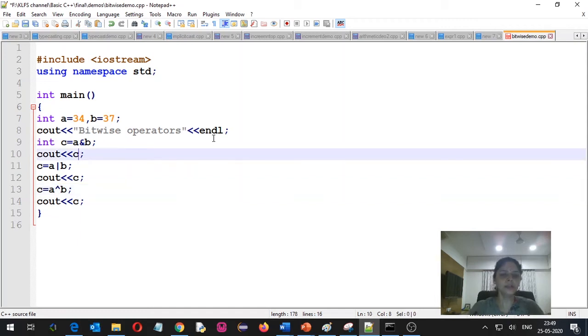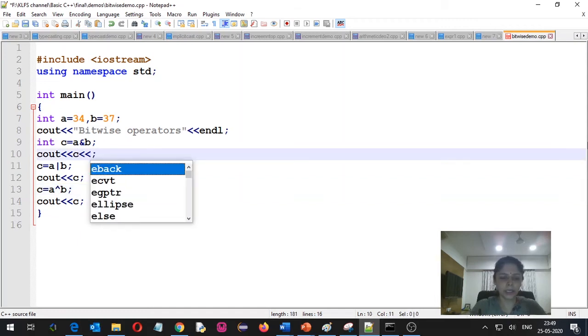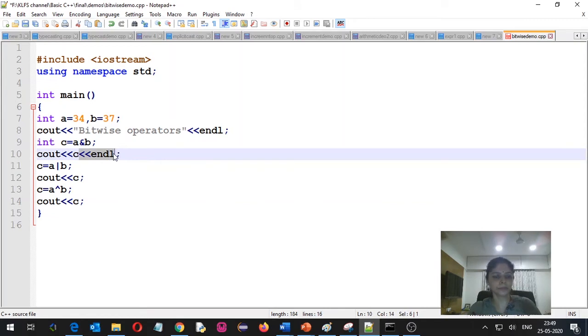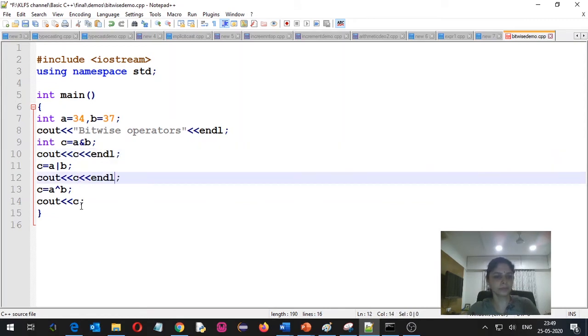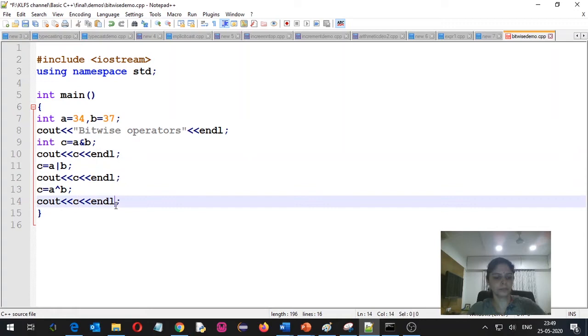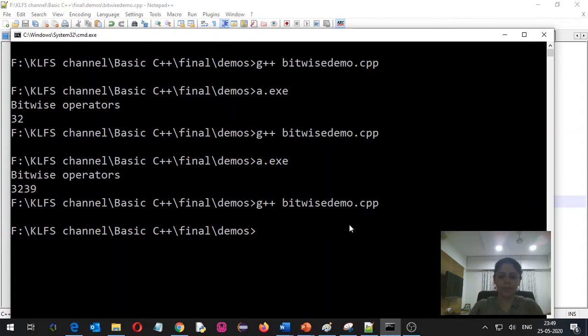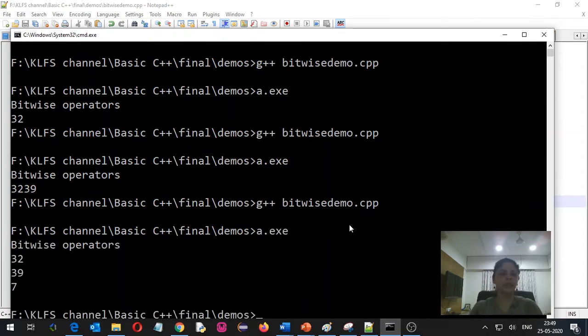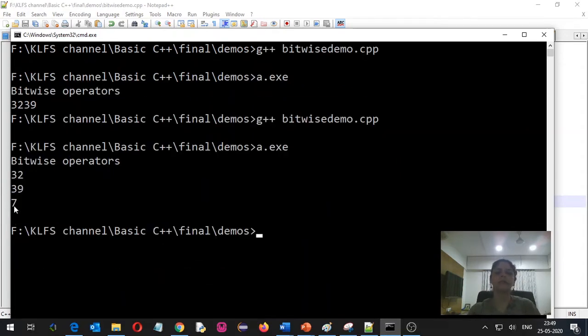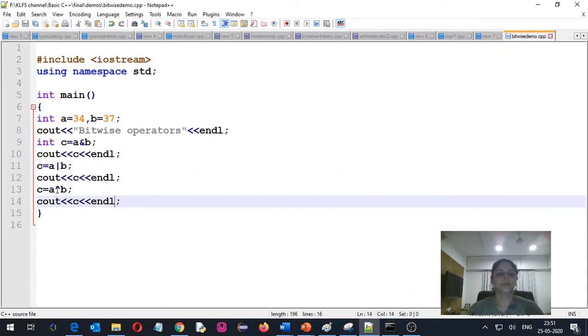For simplicity of understanding, I am writing endl also. I am recompiling the code. And now if we execute this file, you can see the answer for XOR is 7. So this is how bitwise operators work. So now let's see a right shift operator.